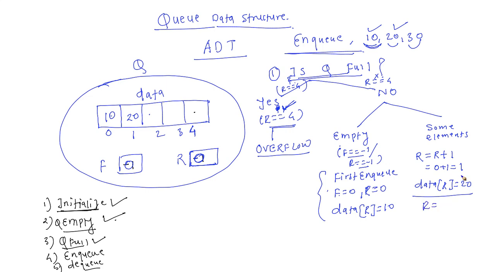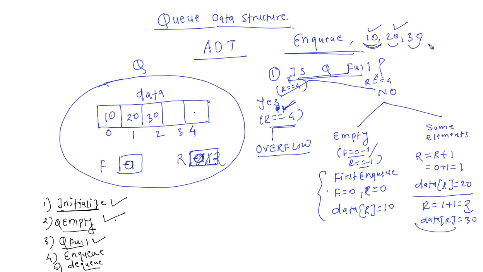R was 1, 1 plus 1 is 2. R was 1 for inserting 20. Now R is 2. So go to data of R, that is data of 2, and insert 30 there. So 30 will be inserted here.